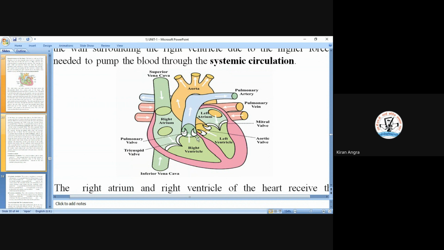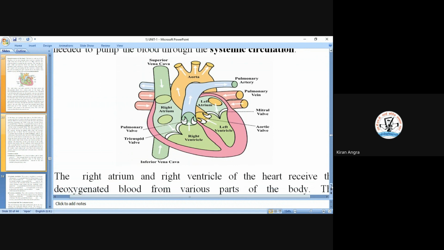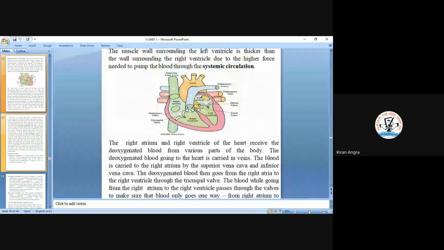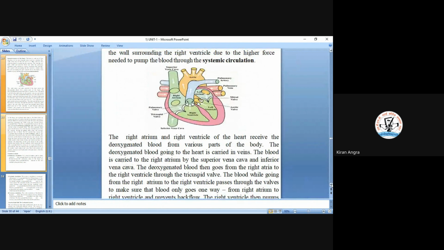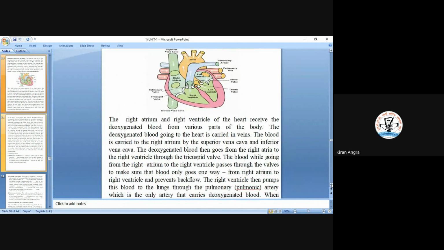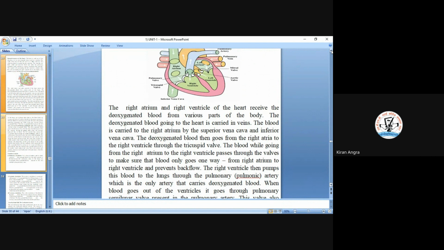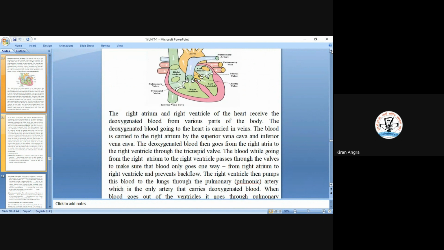When the blood goes out of the ventricle, it goes to the pulmonary artery. There is again a valve, the semilunar valve, in the pulmonary artery, so that blood doesn't come back to the right ventricle. From here the pulmonary artery goes into the lung, and in the lungs gas exchange takes place. The blood takes up oxygen and gives out carbon dioxide by the process of diffusion.